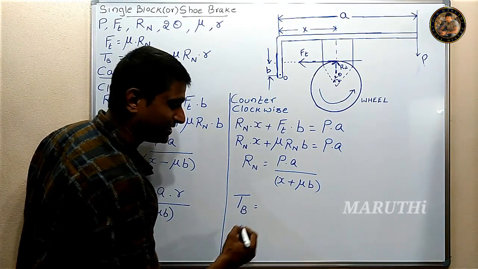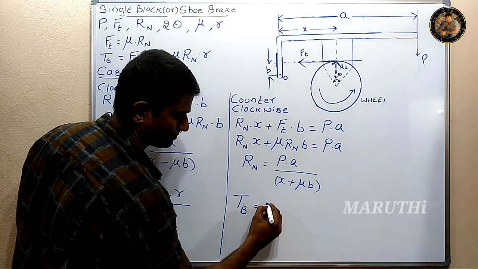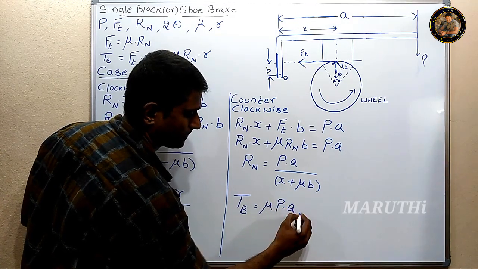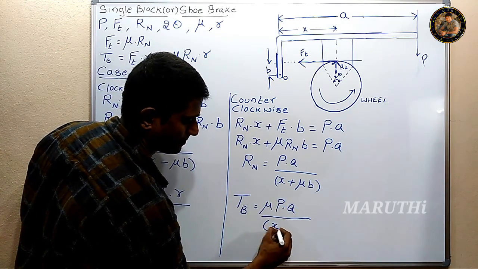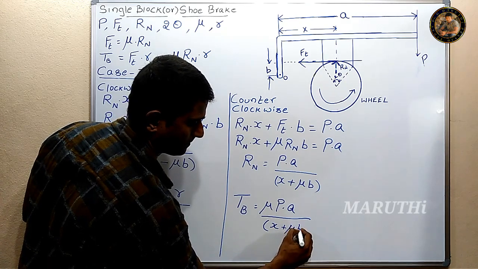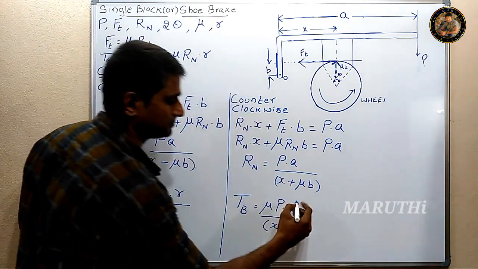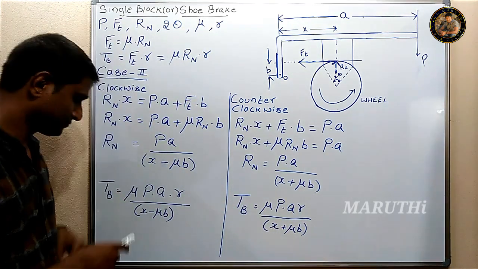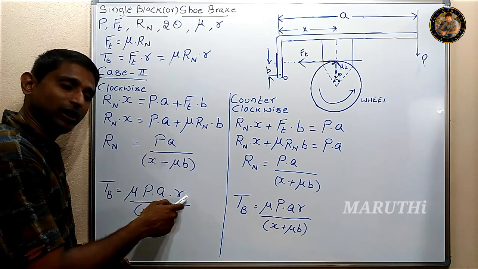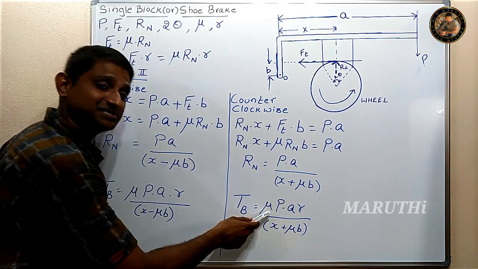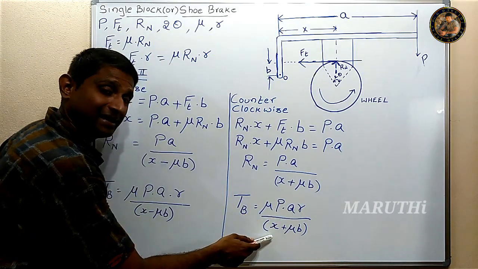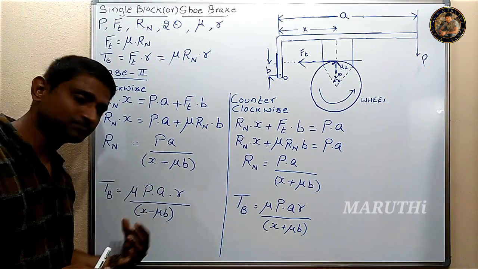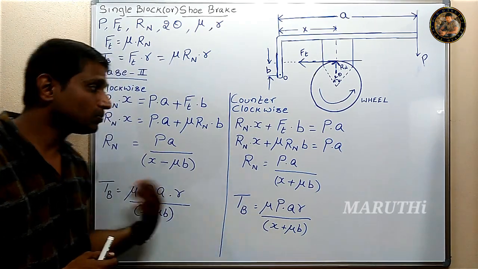So the brake torque P suffix B equals mu Rn. So Rn, substitute this one, into R small. So if you look at this, the braking torque here and here, this is mu P into A into R by x minus mu B, whereas here mu P into A into R by x plus mu B. So if you observe carefully, the braking torque is different in both the cases.